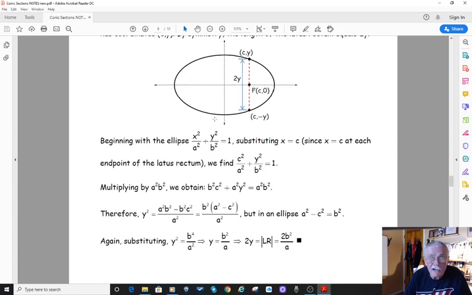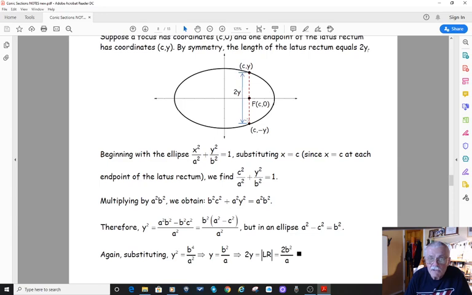All right, so here we go. Here's the basic pattern for a horizontal major axis type centered at the origin. What we're looking for is y, because we just said the length of the latus rectum is 2y. So what we're going to do is solve this for y. And we're also going to notice that the x value is c. So we're going to substitute in c for x, and then we're going to solve for y.